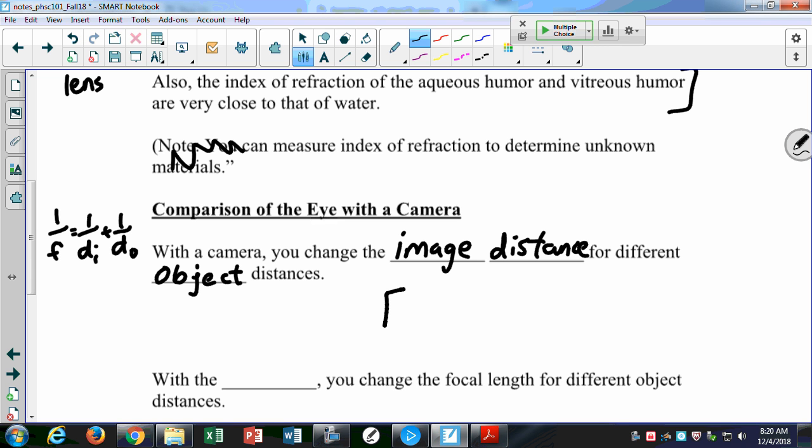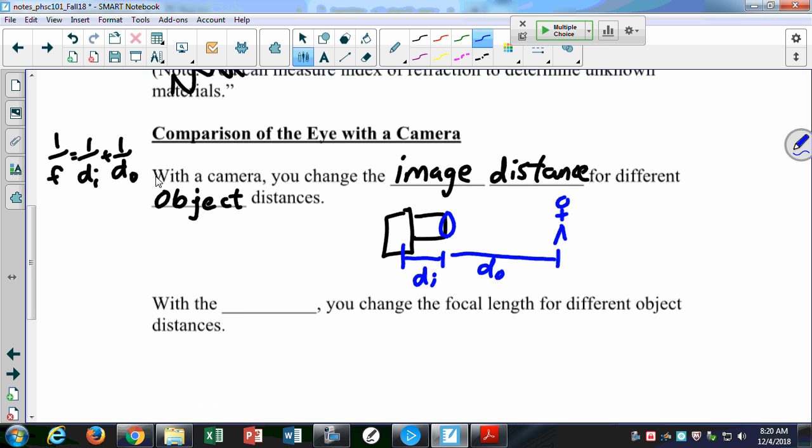And just to remind you, if this is my camera and my lens right here, my image distance is this distance, and my object distance is that distance. And I'll move that lens back and forth. You can change the focal length on some cameras, we talked about, but you have to physically remove this lens and then put in a new lens. But usually on most cameras you can't do that. With the eye, on the other hand, you can't do that. You can't take out your eye and then replace it with a different eye. With the eye, instead, you change the focal length.